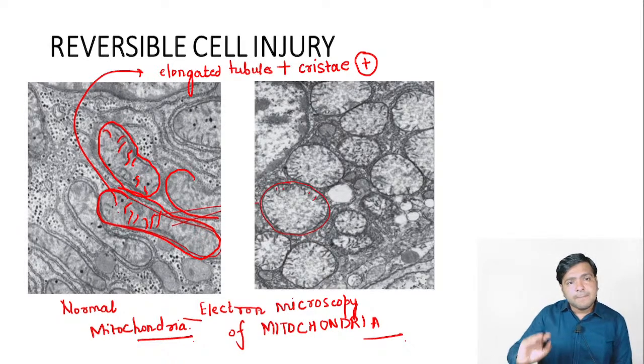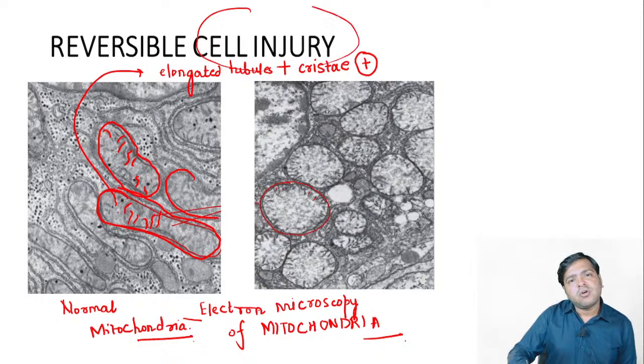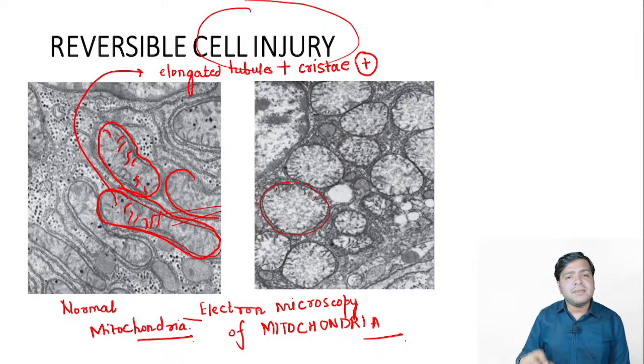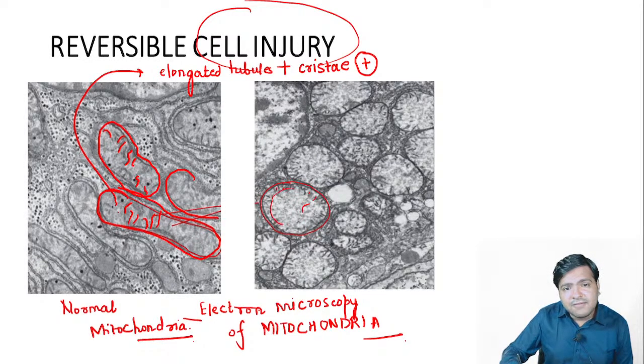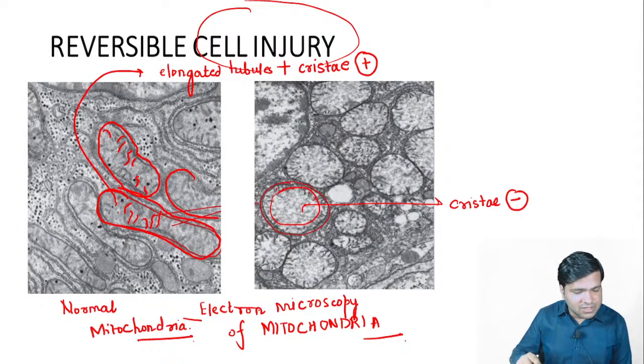But whenever we talk about any cell injury, and especially about reversible cell injury, what is happening is there is loss of cristae. You cannot very well identify the presence of cristae. So over here the cristae is lost, or you cannot very well differentiate cristae in this particular image.